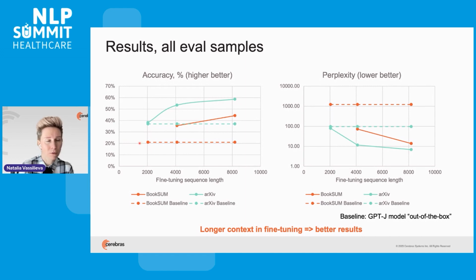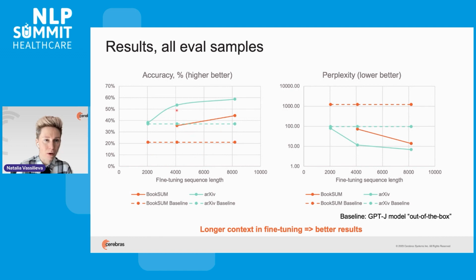So for BookSum, it's very low, around 20%, and for arXiv, it's a little bit higher. The suspicion is that GPT-J was originally trained on the Pile dataset, which has arXiv as part of the training dataset. So that model is more familiar with arXiv text rather than BookSum text. That's one of the reasons why we believe it does better out of the box on arXiv data.